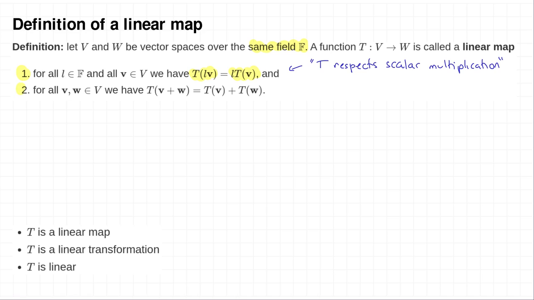The second part of the definition says that for any two vectors V and W, it must be the case that T of V plus W is equal to T of V plus T of W. Again, this property has a name. It's called T respecting vector addition, or just addition.